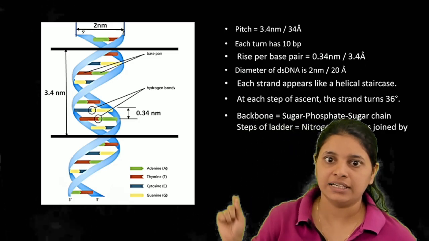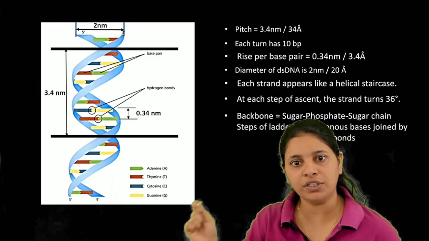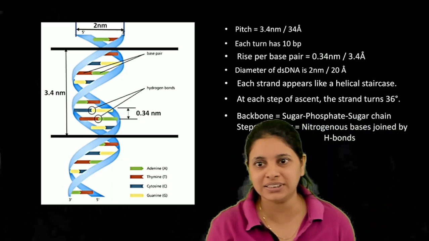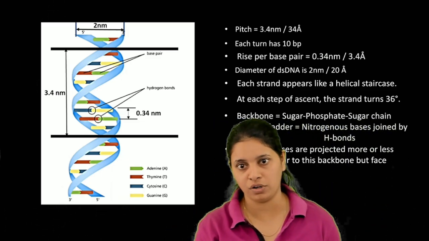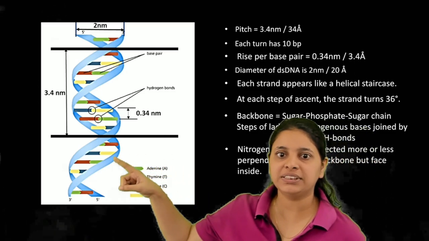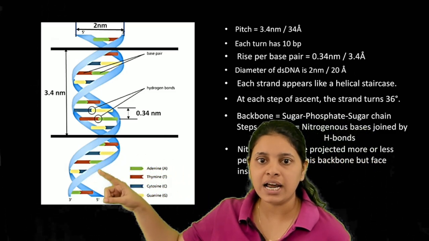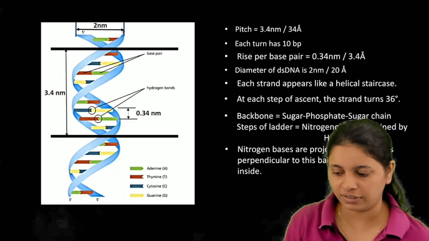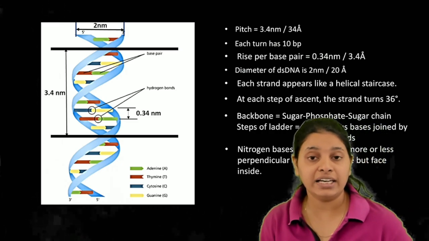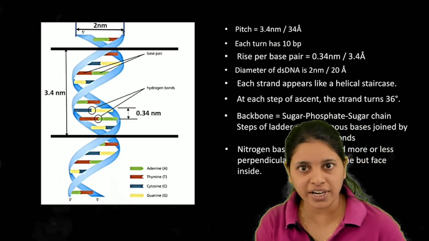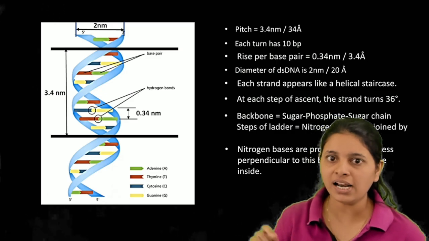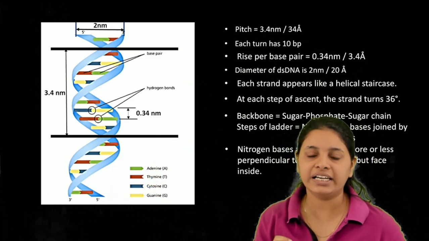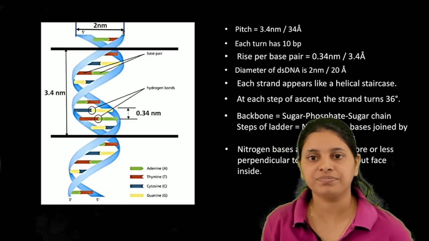The backbone of this ladder will be the sugar-phosphate-sugar chain, and the steps of the ladder are the nitrogenous bases joined by hydrogen bonds. Always the nitrogenous bases will be pointed inwards and the phosphates will be positioned outwards, right? This is the DNA structure. Watson and Crick gave this famous model, and as it is helical, twisted, it is called the DNA double helix.